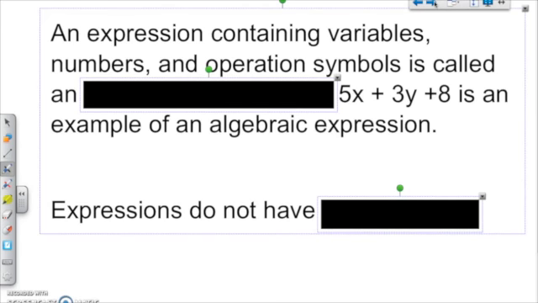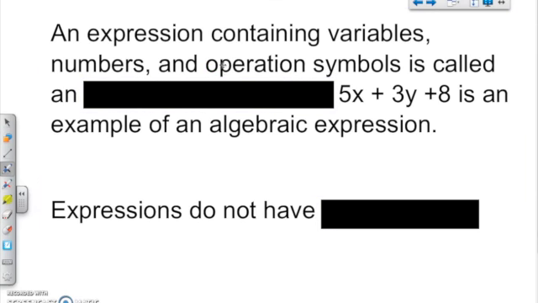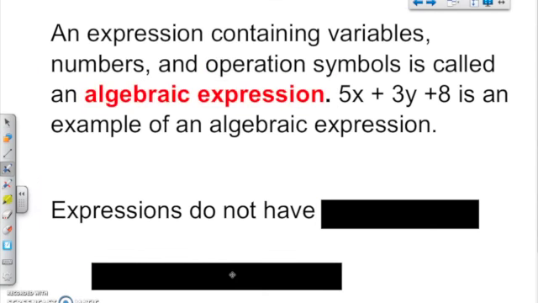An expression containing variables, numbers, and operation symbols is called an algebraic expression. An example of an algebraic expression would be 5x plus 3y plus 8. And that can have any number of terms. If you remember back to our vocabulary video, a monomial expression would have one term, a binomial expression would have two terms, a trinomial expression would have three terms, and a polynomial would have four or more terms.